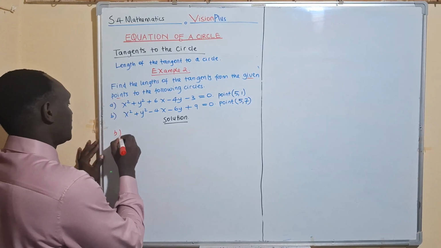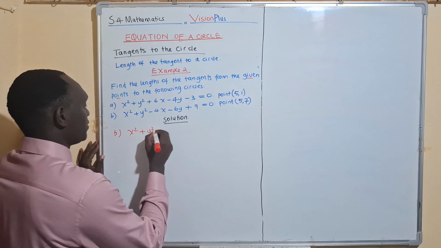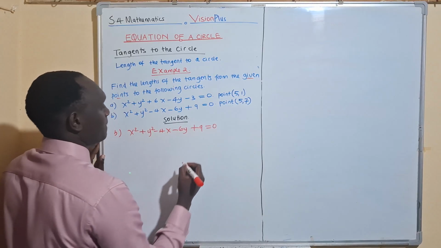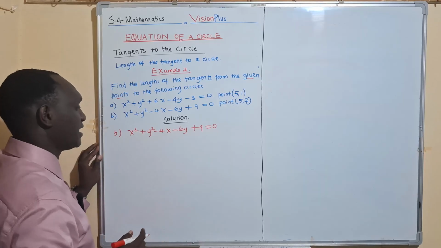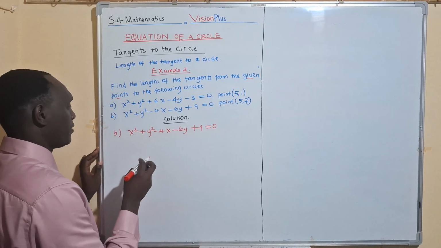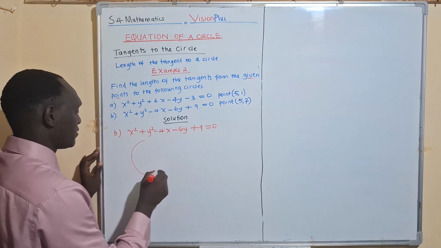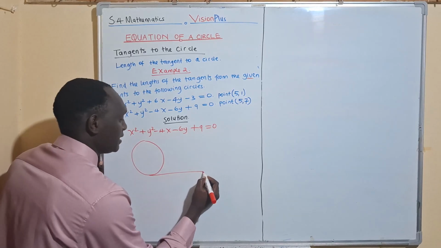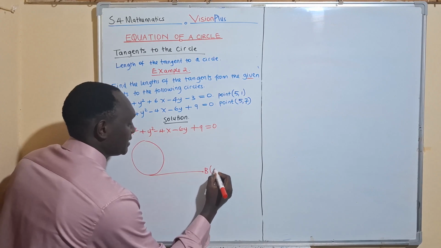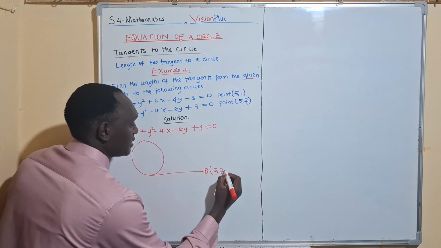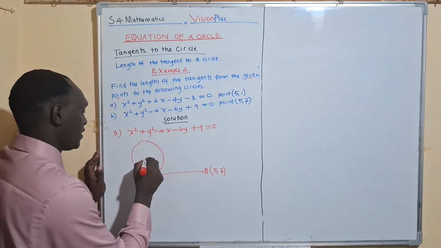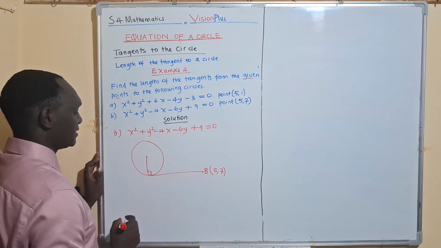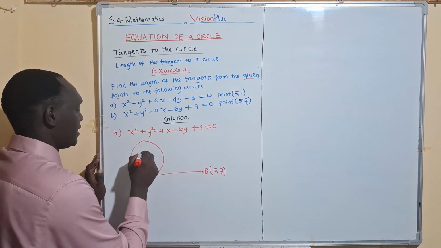Part B, we are given the equation x squared plus y squared minus 4x minus 6y plus 9 equals 0. And this is the point where the tangent comes. So we are going to say this is our circle, this is our tangent. You can draw it in any way. Let me say that is point B, where the tangent originates. Then we have the center of the circle here, and this is now the radius, making 90 degrees with the tangent. So I'm going to call this point A, and then the center.